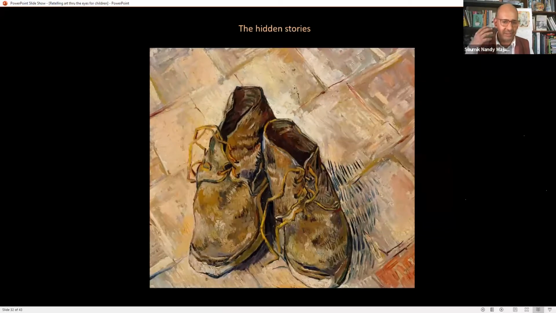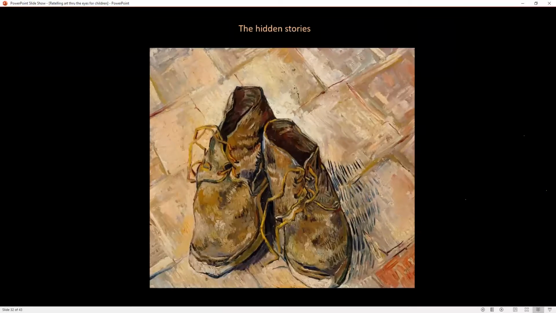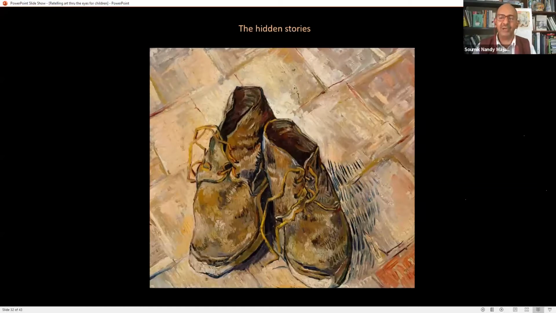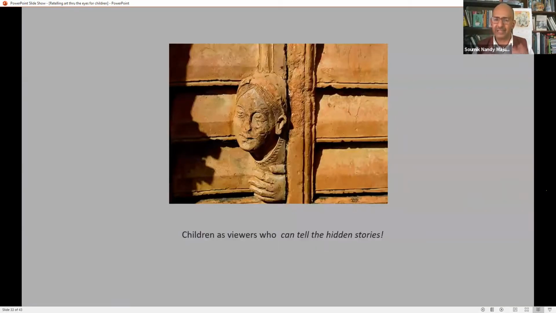So despite the fact that most of the children would not know the story around this pair of shoes painted by Van Gogh, within seconds they wouldn't take much time to build up a whole story around an image like this. I'm not going into the details, but I'm just sharing a few samples of the kind of images I used to show them, and still show them, in order to encourage them to make meanings, to interpret. And in fact, children are wonderful viewers who can tell all these hidden stories.